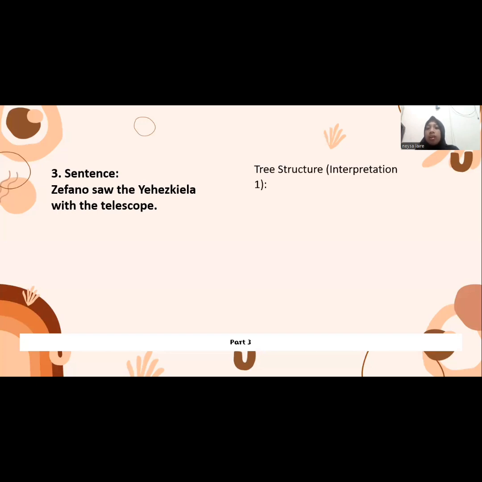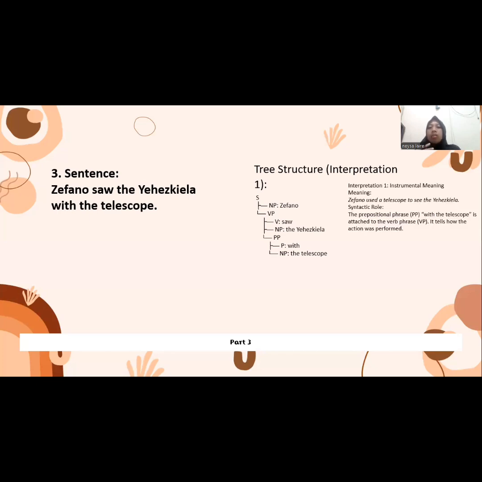Sentence 3, structure, interpretation 2. Subject noun phrase: Stefano. Verb phrase: verb showed, noun phrase: noun phrase the girl, prepositional phrase: preposition with, noun phrase the telescope. Interpretation 2, modifier of the noun phrase meaning.